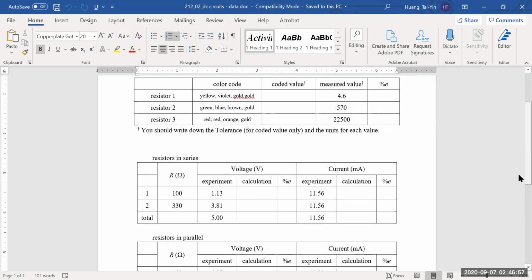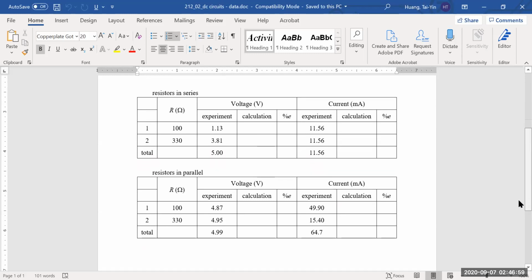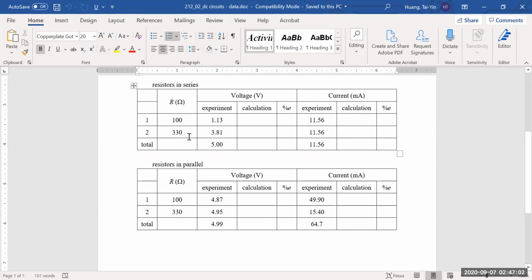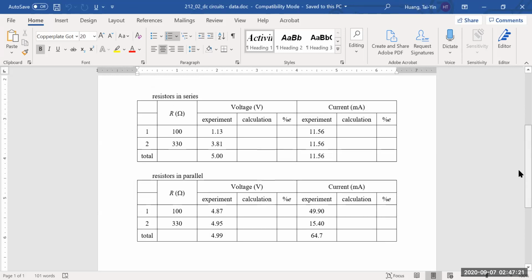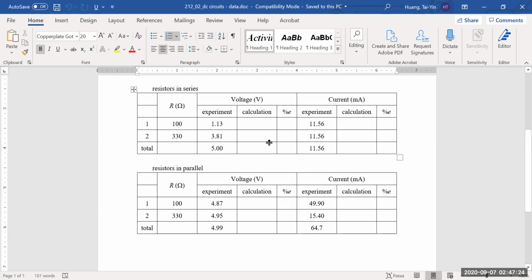And then for the two resistors in series or two resistors in parallel, you have the 100, 300, 330. You need to follow the steps in the analysis to find the total, and the experimental values are all given. Follow the steps in the analysis to do the calculations, and also to find the percent error, and that will complete your data analysis. And of course, when you do the sample calculation, you need to show me how to calculate R total for the two resistors in series, and how to calculate R total for two resistors in parallel.